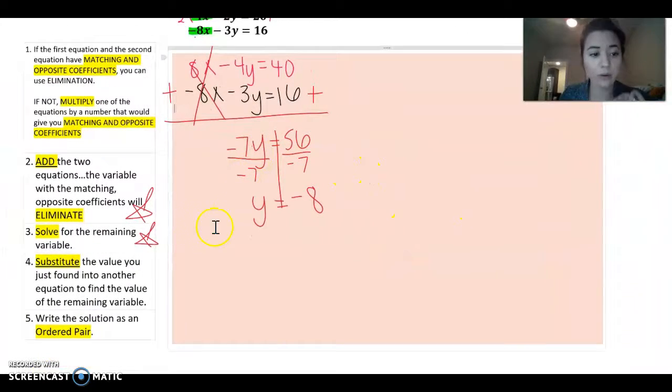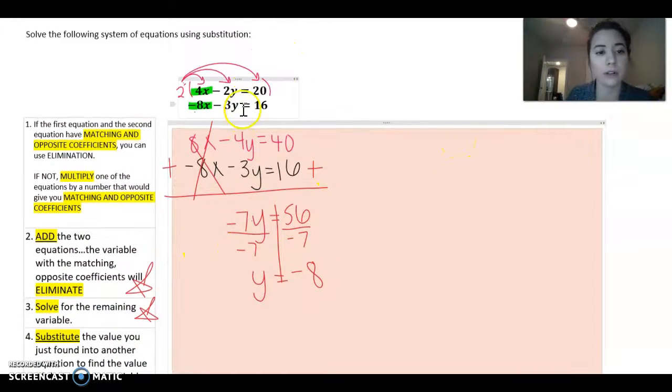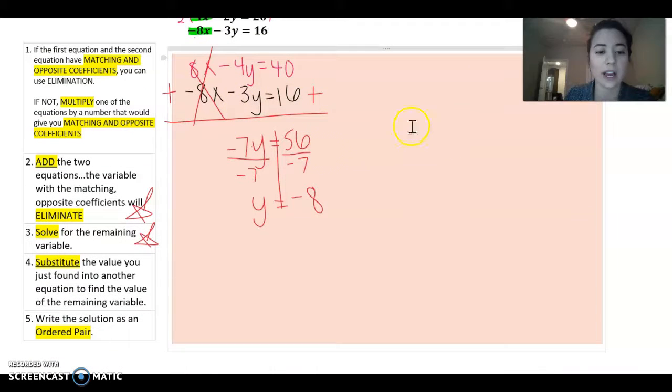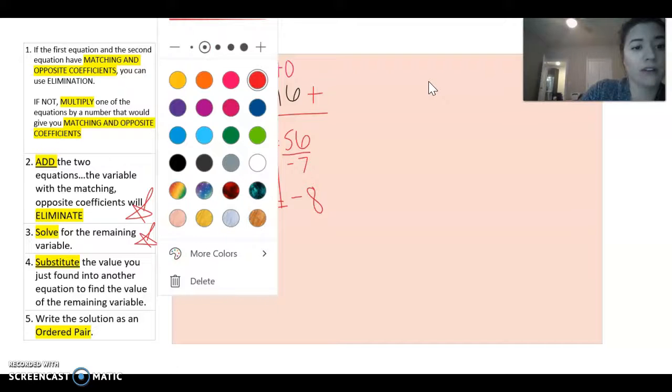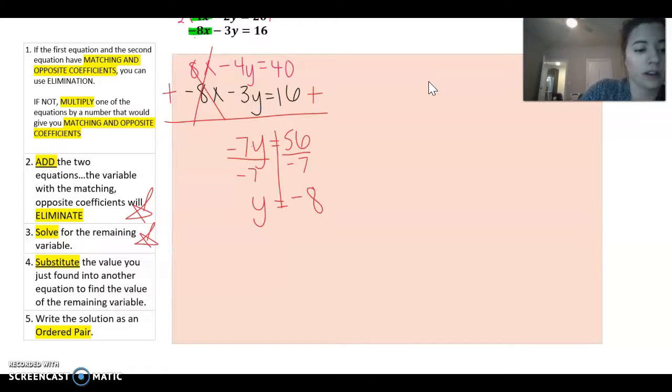So now, go ahead, do your next step. Substitute that value into one of those and find what x is, and then write your answer as an ordered pair. So now you're doing step 4 and step 5. Come on, pen. There we go. Do step 4 and 5, and then again, come back and unpause me when you're ready.